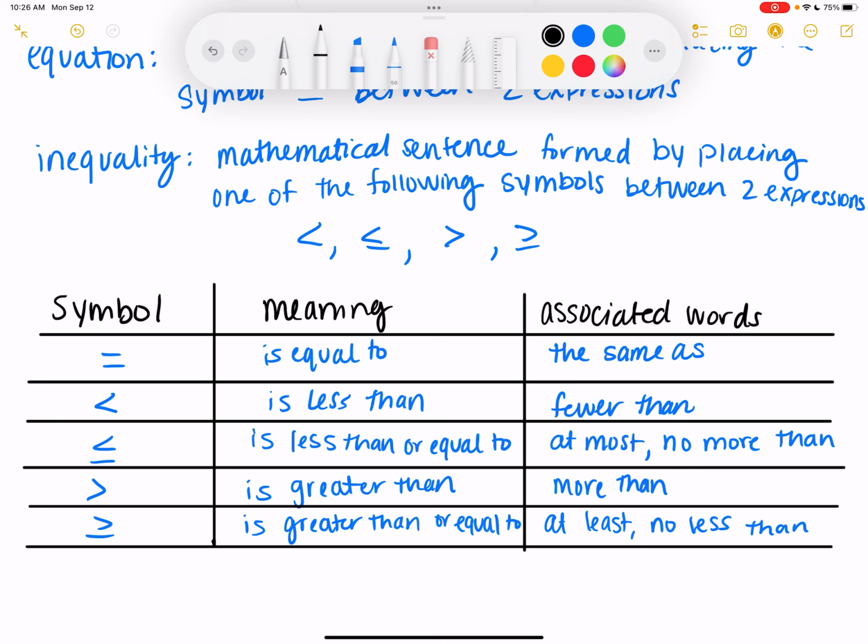And then outside of writing these, some of the problems are going to say to check if the number's a solution, and so you're going to plug it into the equation and tell if it makes it true or not true, essentially. So you'll say either solution or no solution for those.